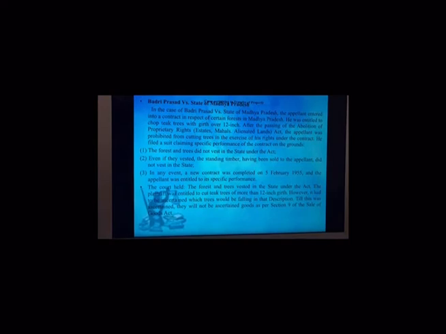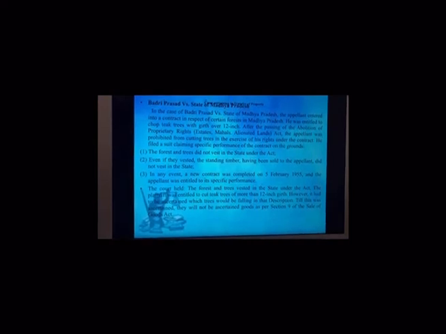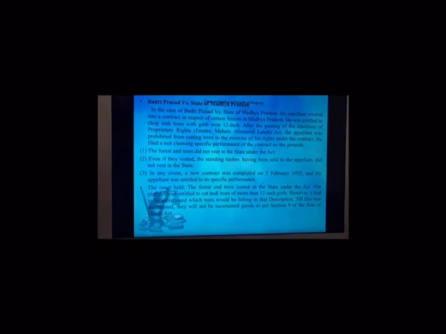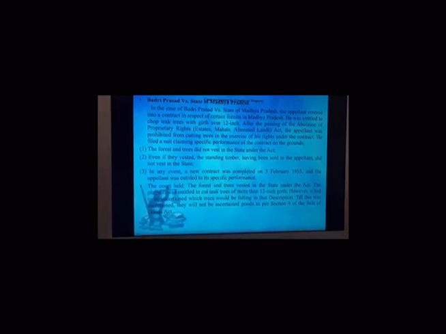The court held that the forest and the trees vested in the state under the Act. The plaintiff was entitled to cut teak trees of more than 12 inches girth. However, it had to be ascertained which trees would fall in that description. Till this was ascertained, there would not be ascertained goods as per Section 6 of the Sale of Goods Act.